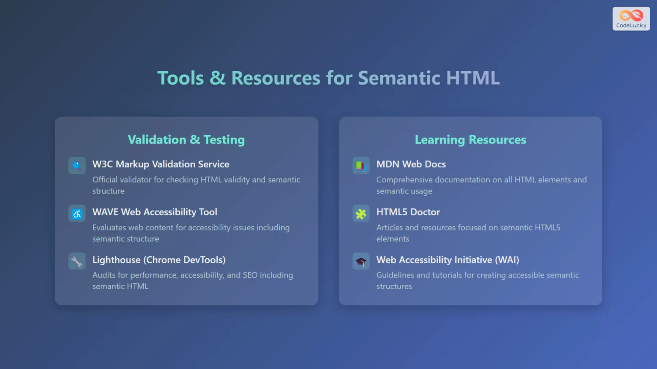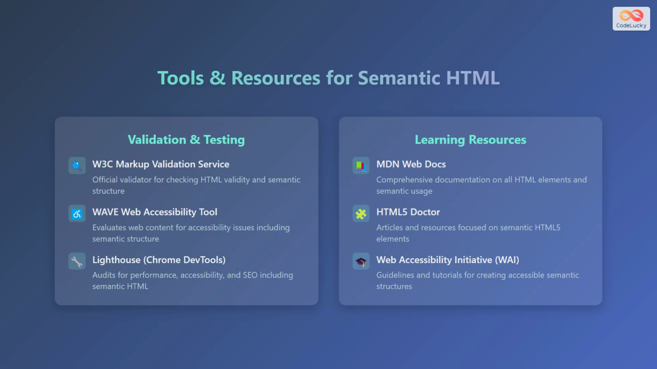Here are some tools and resources that can help you with semantic HTML. For validation and testing, you can use the World Wide Web Consortium Markup Validation Service, which is the official validator for checking HTML validity and semantic structure. The Web Accessibility Evaluation Tool evaluates web content for accessibility issues, including semantic structure. Also, you can use Lighthouse, which is available in Chrome DevTools, which audits for performance, accessibility, and search engine optimization, including semantic HTML.